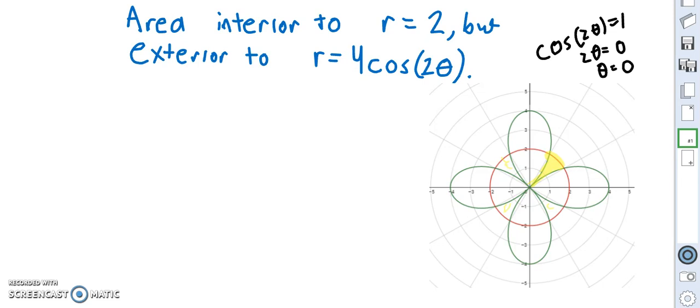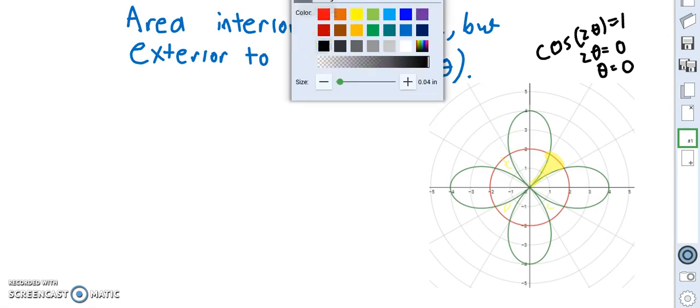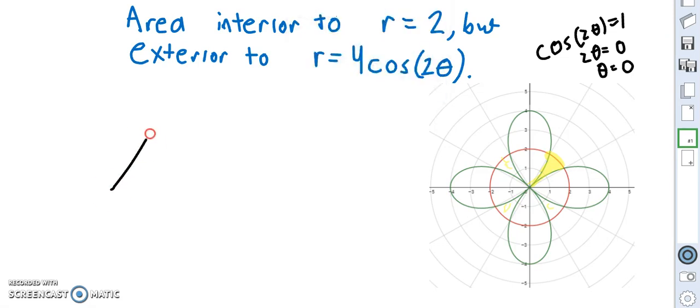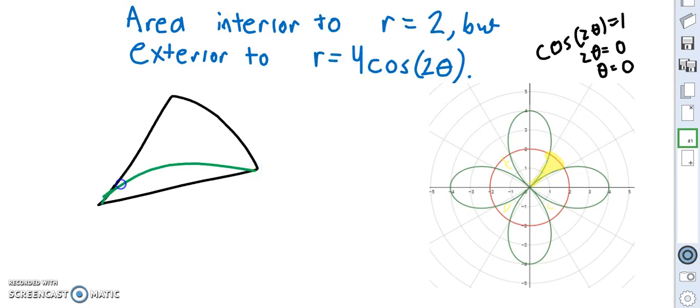To find the area, first I'm going to draw myself a little bit better picture, a little bit more zoomed in. I kind of have a piece of a circle, and I have things kind of coming into the circle. I'm looking for just this yellow part.